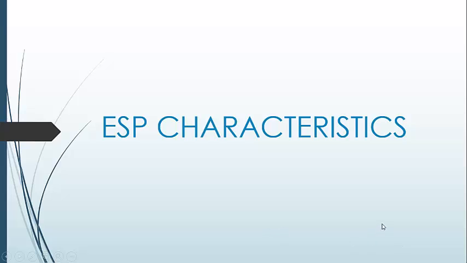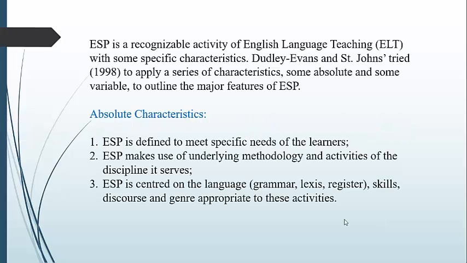Okay, now let's see the ESP characteristics. Well, ESP is a recognizable activity of English language teaching with some specific characteristics. Dudley-Evans and St. John tried to apply a series of characteristics, some absolute and some variable, to outline the major features of ESP. We are going to see first the absolute characteristics of these two authors.